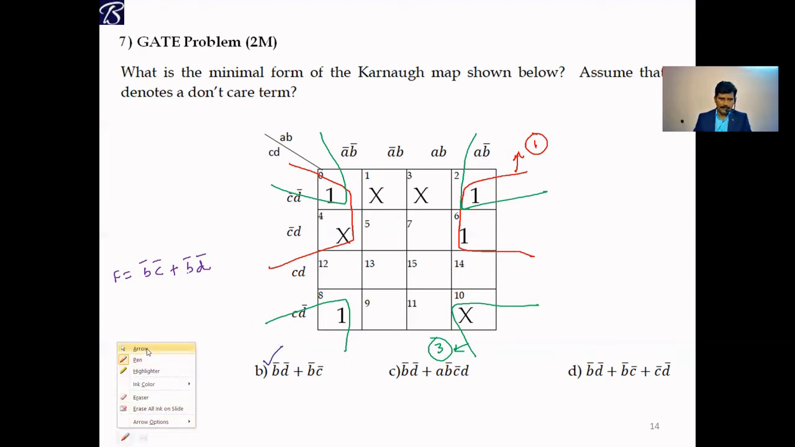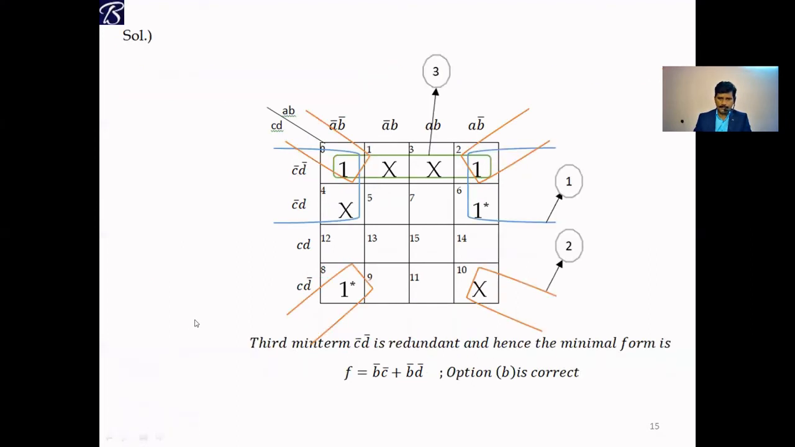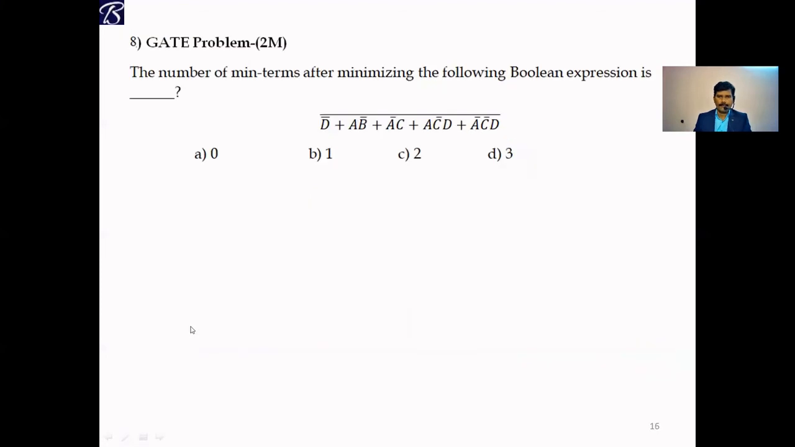Let us check the answer. Yeah, option B is correct. Please pause this and note down. The number of minterms after minimizing the given Boolean expression is. So the expression is given. We need to minimize this one, and we need to find out the final minterms. How many minterms are there?